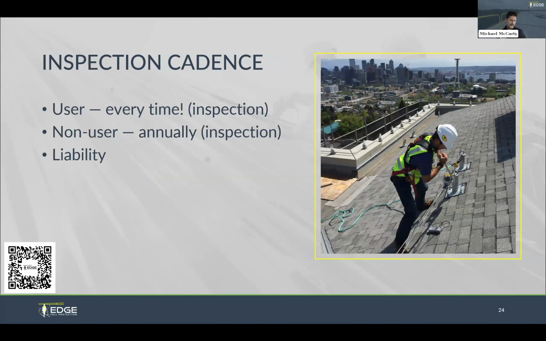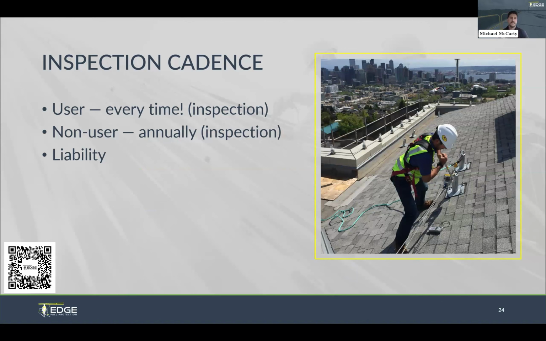Moving on to inspection cadence. We probably have about 5 minutes left, so if you guys do have questions, please drop them in and we'll get them answered. Inspection cadence for any sort of anchor, horizontal lifeline, or any fall protection system in general: you're going to want to check it. So that authorized person is going to want to check their harness, their anchor, their connector, and make sure they're all in good working order, every time.